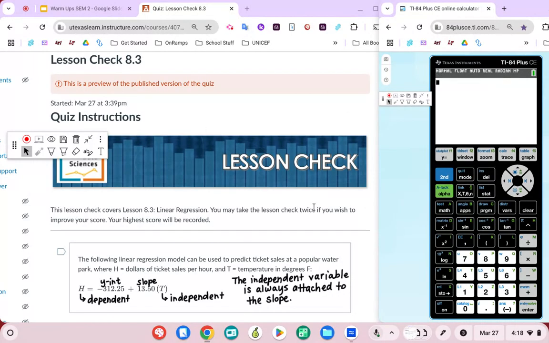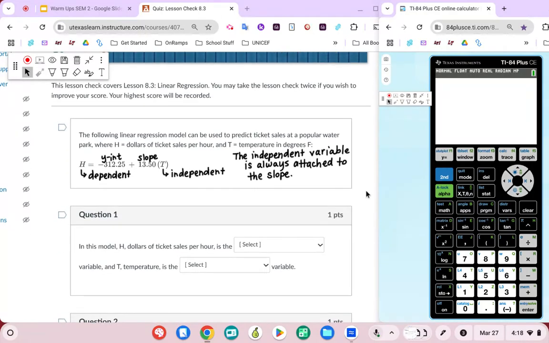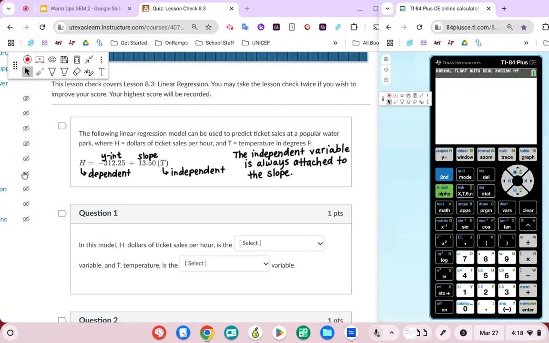All right, so it says the following linear regression model can be used to predict ticket sales at a popular water park, where H equals dollars of ticket sales per hour and T equals temperature in degrees Fahrenheit. So we have a lot of pieces of our equation. The variable that stands alone is your dependent variable. Typically in algebra, it was represented by y.